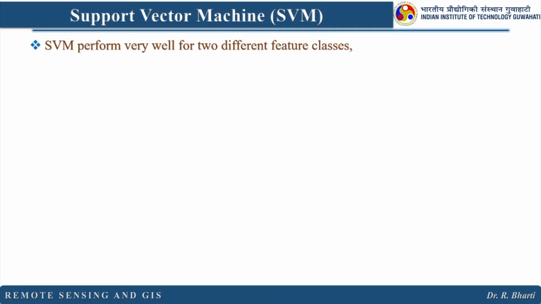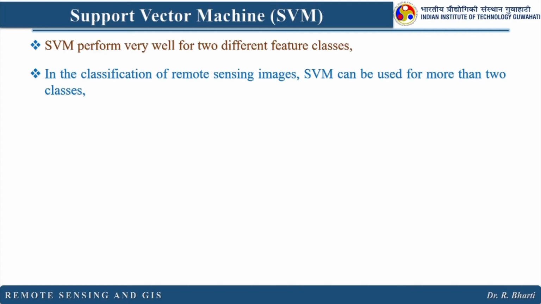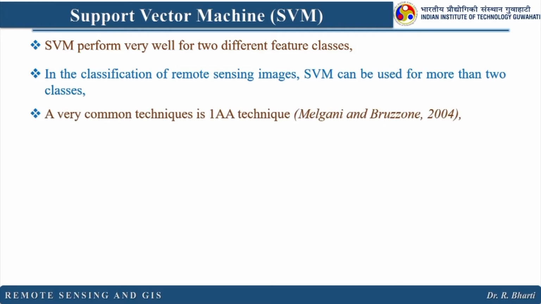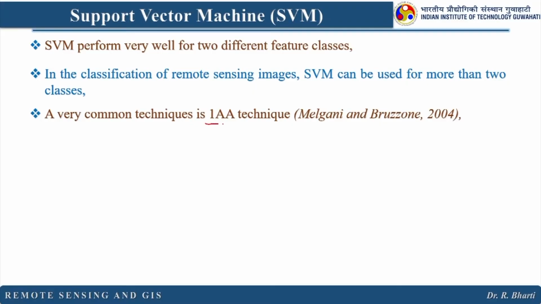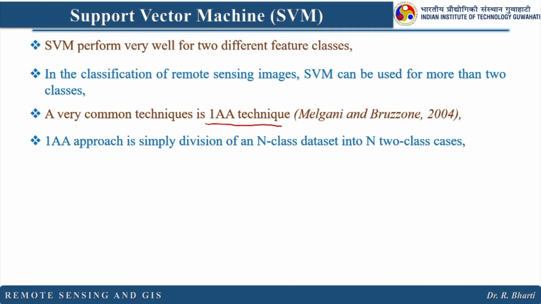So let us see what are the advantages we have when we are using this support vector machine, right. As we know, support vector machine performs very well for two different feature classes. In the classification of remote sensing images, SVM can be used for more than 2 classes, right, because that is the regular practice. We generally want to derive more classes from remotely sensed images. A very common technique is the one-against-all technique, right. The one-against-all approach is simply division of an n class dataset into n 2-class cases.